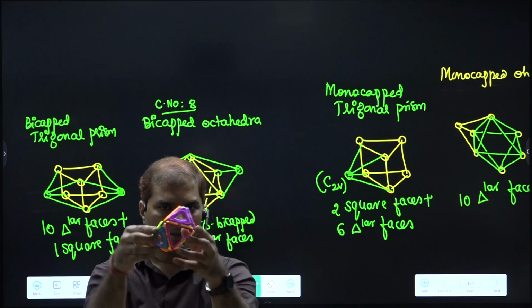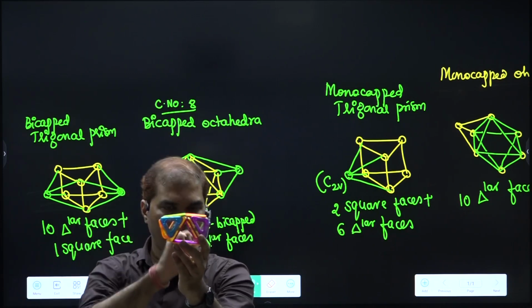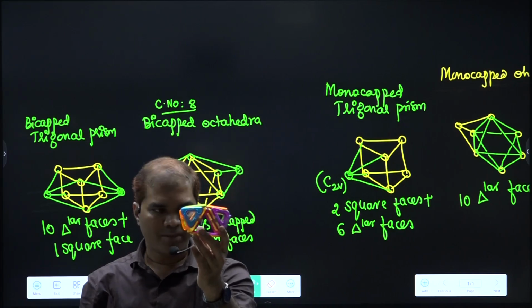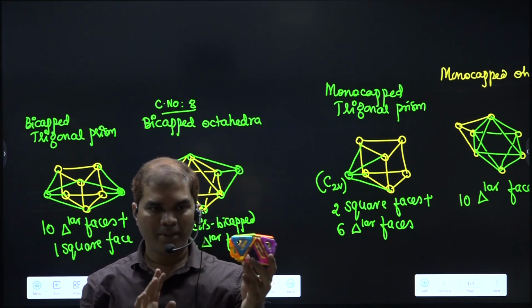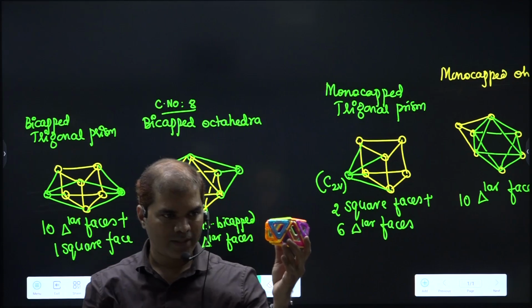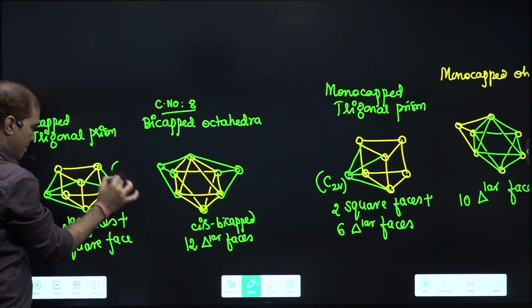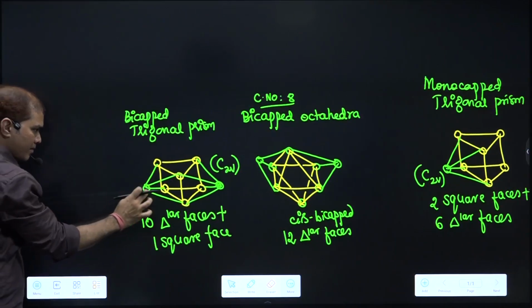No C3 possible. But can I pass a C2 from here? C2 is possible. Can I pass a sigma V? Another sigma V. So bicapped trigonal prism belongs to C2V. Monocapped C2V. Bicapped C2V. Simple trigonal prism D3H. Monocapped C2V. Bicapped also C2V.